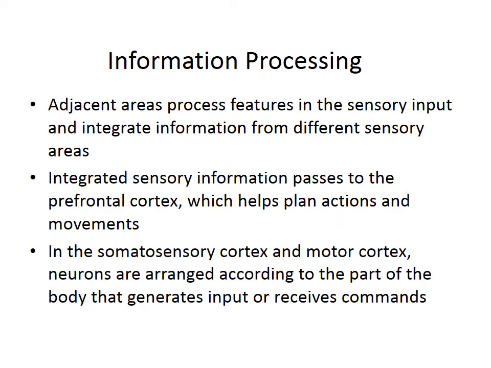Information processing, we're continuing on with this. Adjacent areas process features in the sensory input and integrate information from different sensory areas. Integrated sensory information passes through the prefrontal cortex, which helps plan actions and movements. In the somatosensory cortex and motor cortex, neurons are arranged according to the part of the body that generates input or receives commands.